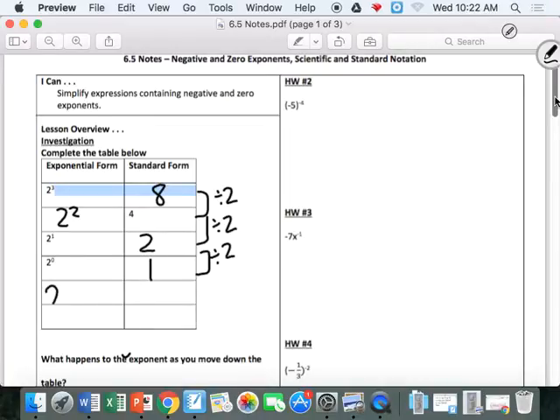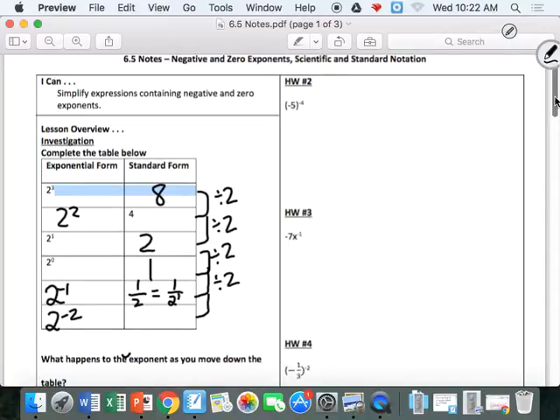Okay, so what would the exponent be here? If the exponent's going down by 1, it would be 2 to the negative 1. So if the pattern remains the same, if I divide this by 2, what's the answer? 0.5. Or let's write that as a fraction, 1/2. Do you agree with me that 1/2 could be written as 1 over 2 to the first power? Yeah. Okay. What would the next exponent be? 2 to the negative 2.